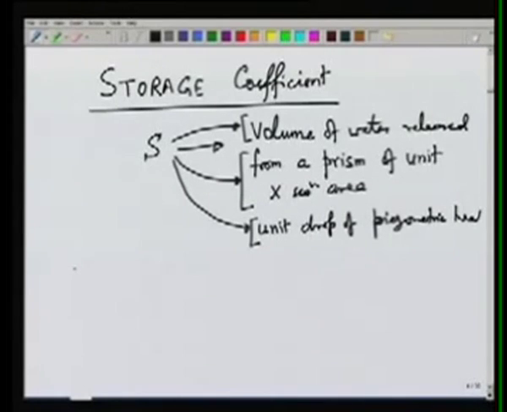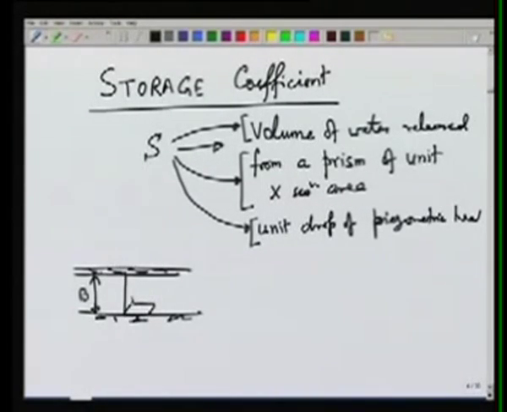So if we take this confined aquifer of height b and consider a unit area of aquifer, so this area is 1, and this has some piezometric head which we will call H.